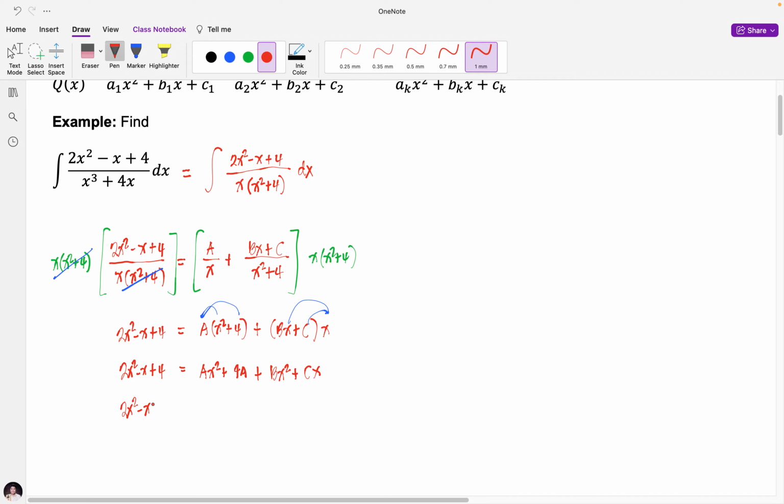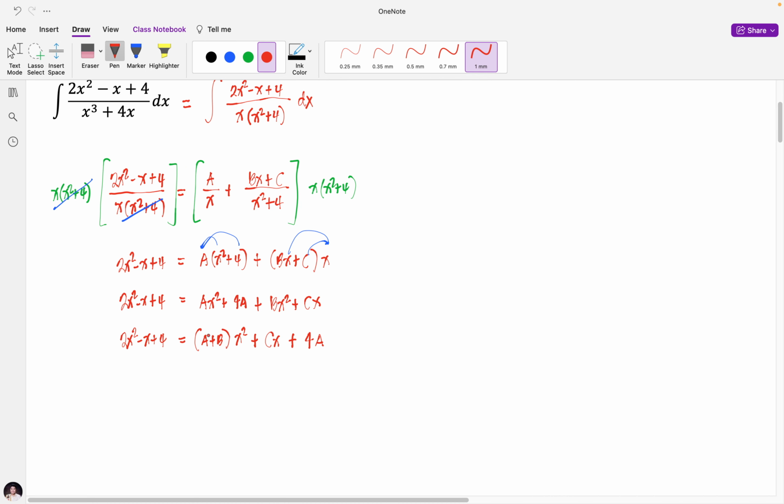Then we combine like terms on the right hand side of the equation. Let's copy the left side first. For x squared, we have A plus B, and that is x squared, because x squared is common to them. Then for x, we only have Cx. And for the constant term, we have 4A. Observe that for this to be equal, the coefficients of x squared and of x should be the same, and the constant term should also be the same, so both sides of the equation are equal.